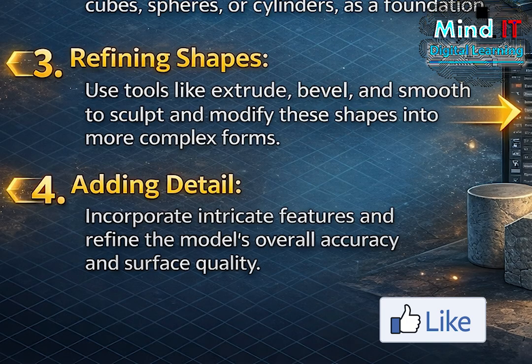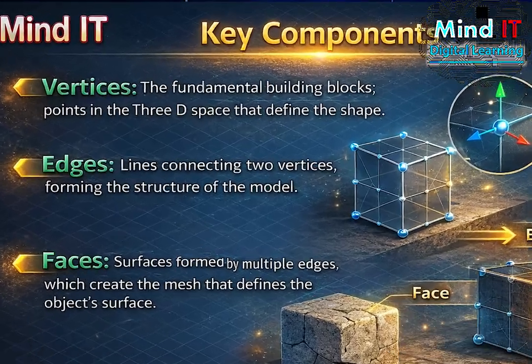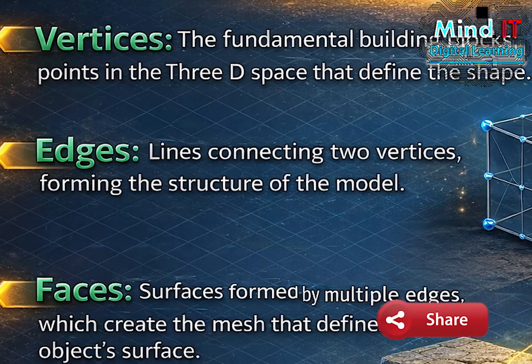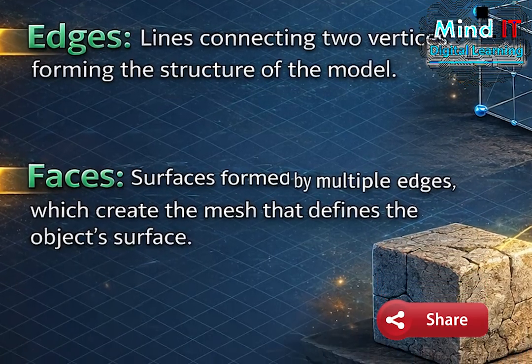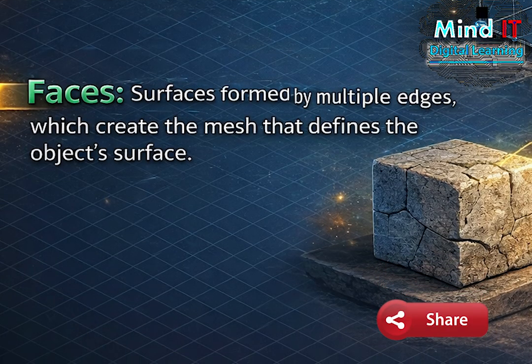Key components. One, vertices. The fundamental building blocks. Points in the 3D space that define the shape. Two, edges. Lines connecting the vertices, forming the structure of the model. Three, faces. Surfaces formed by multiple edges, which create the mesh that defines the object surface.